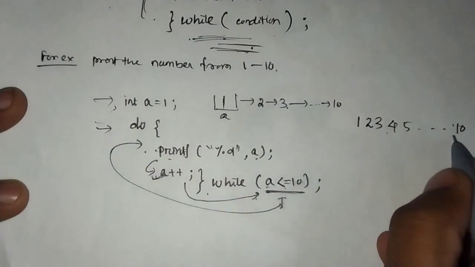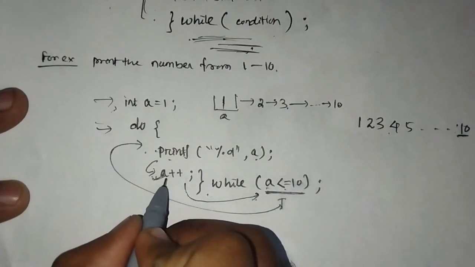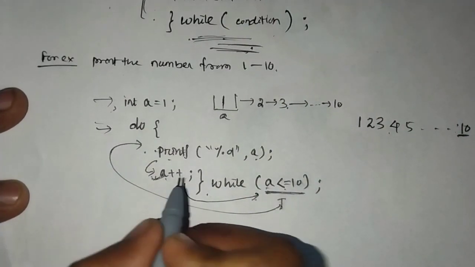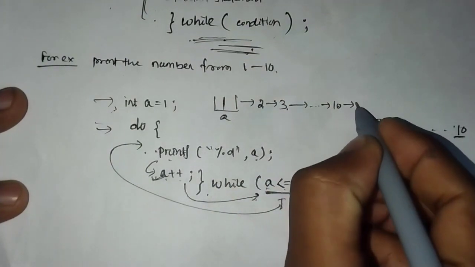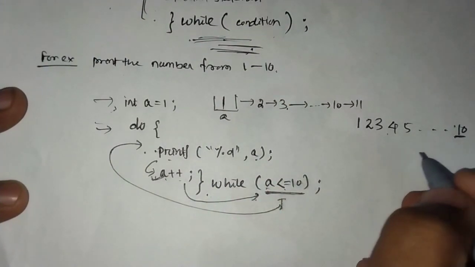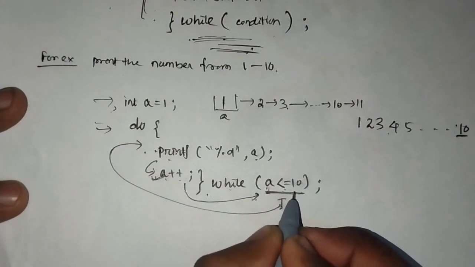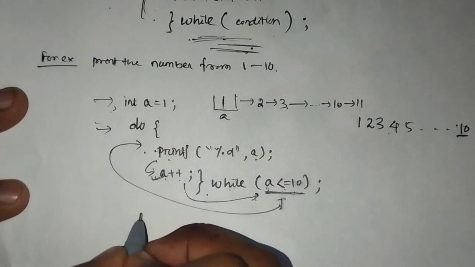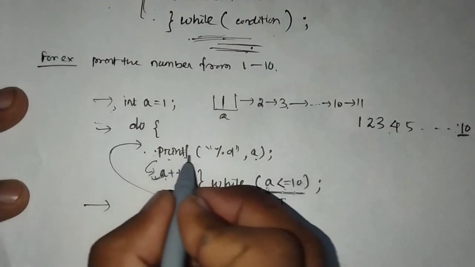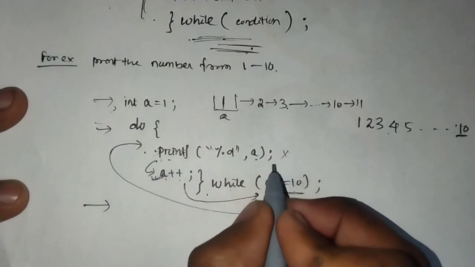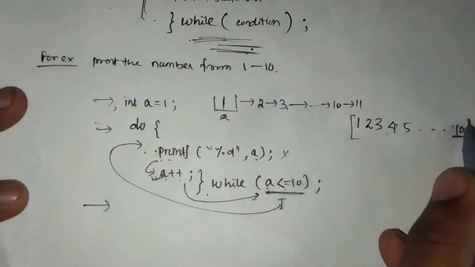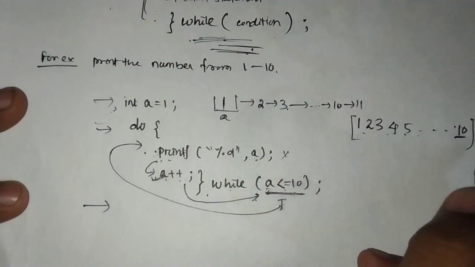After the printing of 10, it will increment a plus plus. So the value 10 will be 11. Now it will check, 11 is less than or equal to 10, false. So it will not print the value of a again. So the output will be this, 1 2 3 4 5 up to 10.